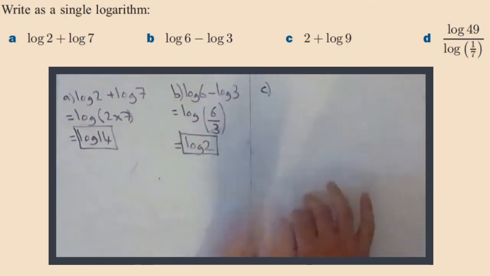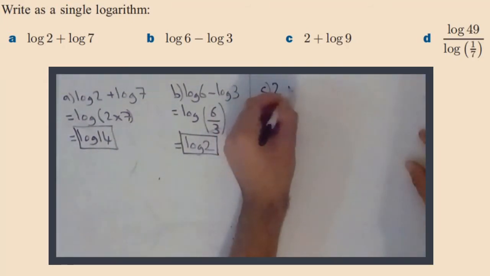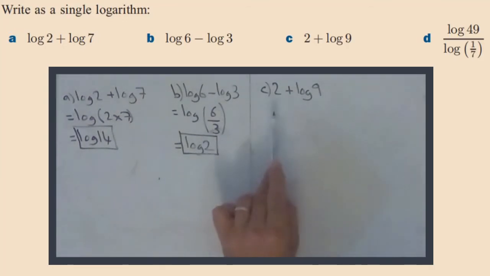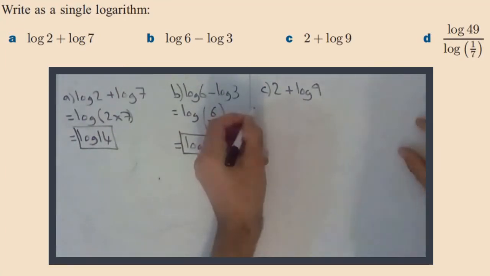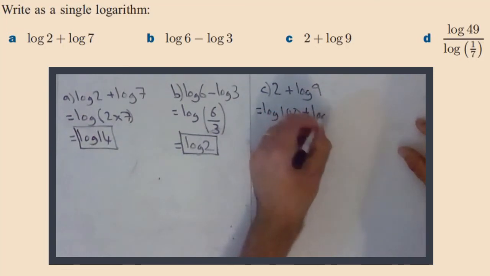Part C, 2 plus log 9. It's a bit more complicated. So we need to use any log laws, we need to write 2 in log form. So basically 10 to the power 2 is 100. So you could call 2 log 100. So that equals log 100 plus log 9.